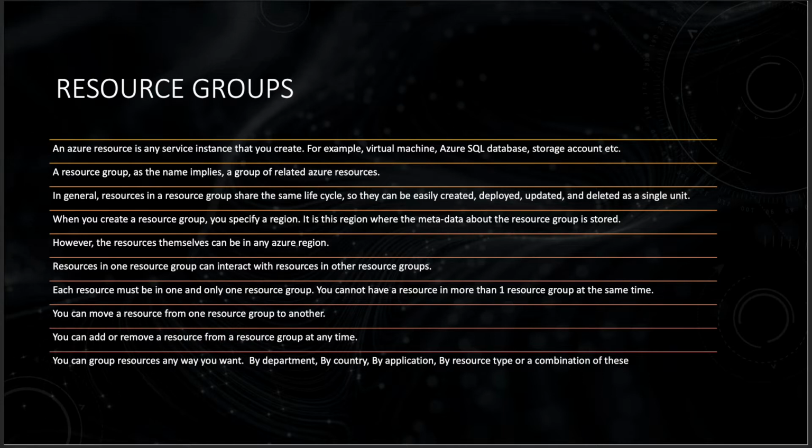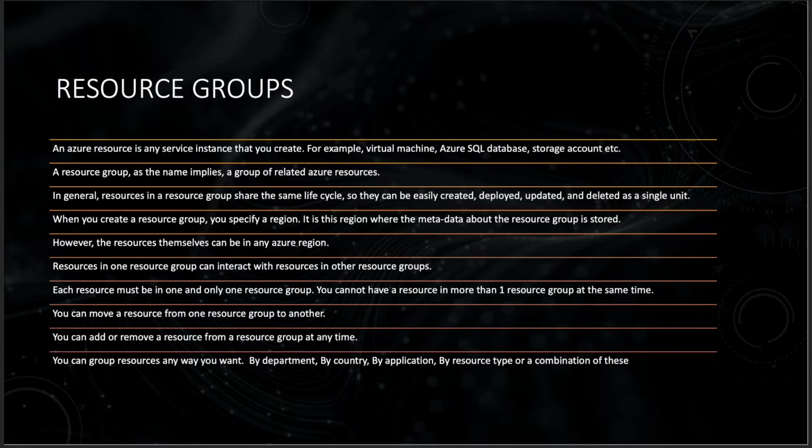Each resource must be in one and only one resource group. You can't have a resource in more than one resource group at a time, and that's where that org chart process comes in place. You can move a resource from one resource group to another, and that's easy, just drag and drop it. You can add or remove a resource from a resource group at any time.